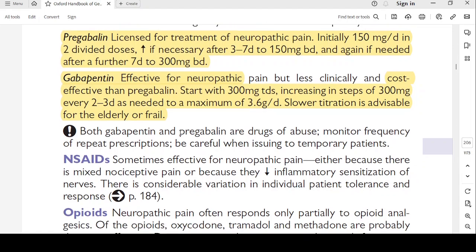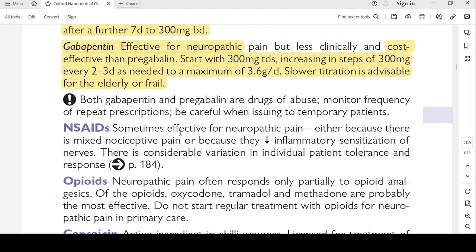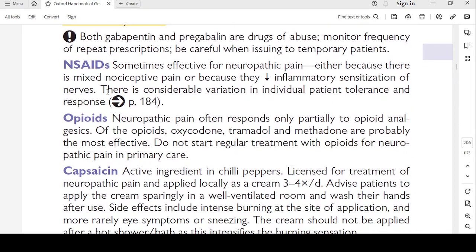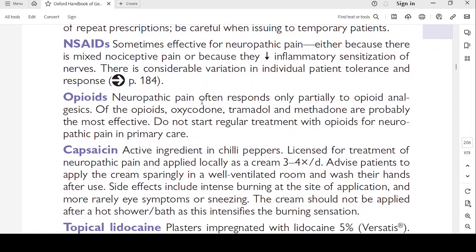So both gabapentin and pregabalin are drugs of abuse. So monitor the frequency of repeat prescriptions. Be careful when issuing to temporary patients. NSAIDs, sometimes effective for neuropathic pain, either because there is mixed nociceptive pain or because of decreased inflammatory sensitization of the nerves. There is considerable variation in individual patient tolerance and response.